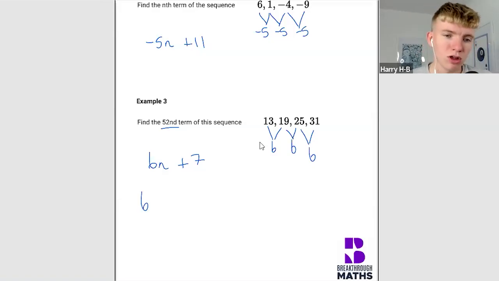So what we're going to do is 6 times 52 plus 7. That is going to give us our answer. So 6 times 52 is going to give us 312, I believe.